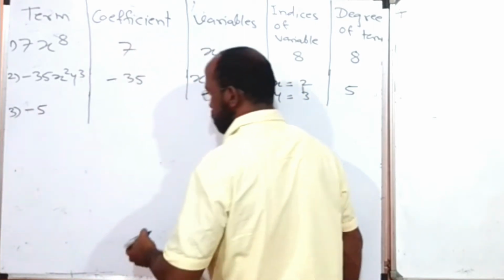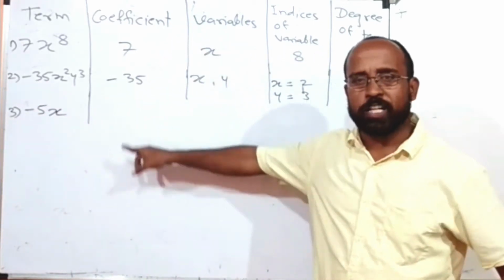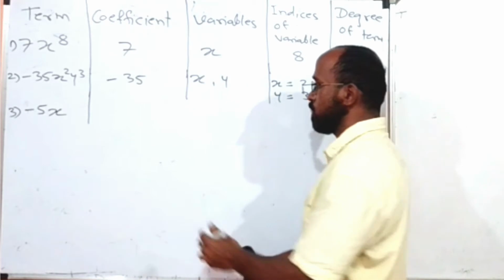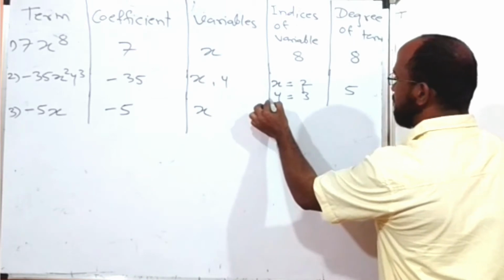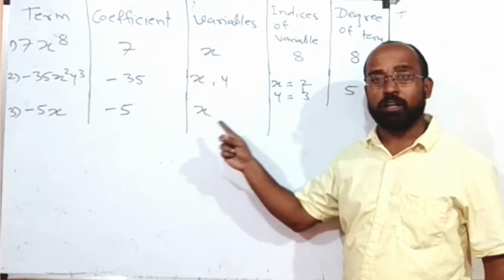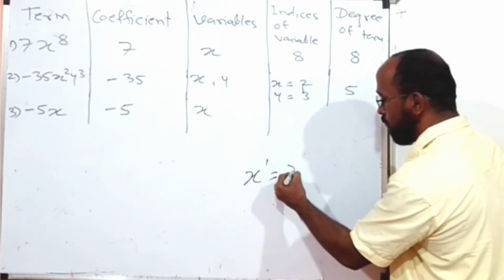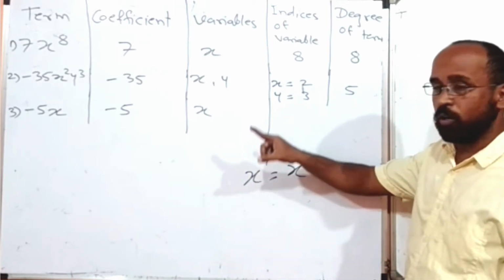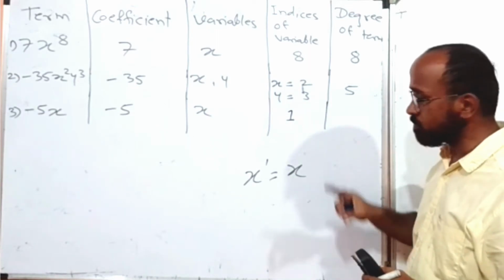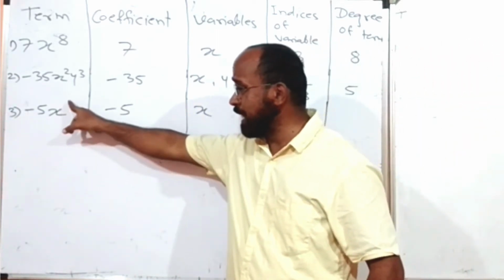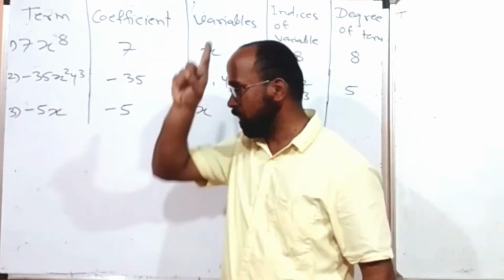Minus 5x. What is the coefficient? The coefficient is minus 5. Which variable is there? The variable is x. What is the degree of x? We learned in the indices chapter that x raised to 1 is equal to x itself. So the degree of x is 1. It is the most important thing, students. Whenever the degree of a variable is not written, its index is always equal to 1.